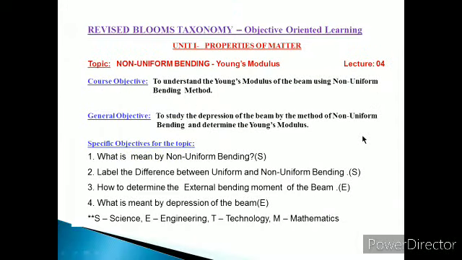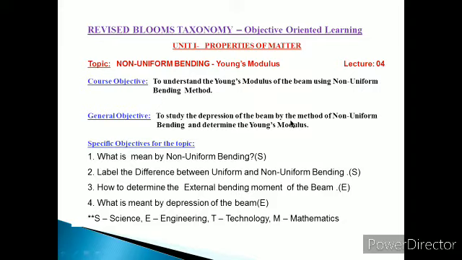Now we are going to discuss how to determine the Young's modulus of the material of the beam by the non-uniform bending method. Our course objective is to understand the Young's modulus of the beam with the help of non-uniform bending methods. The general objective is to study the depression of the beam by the method of non-uniform bending and also determine the Young's modulus of the beam.